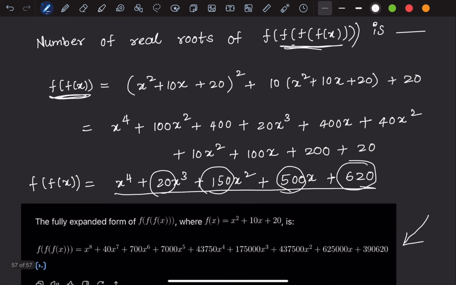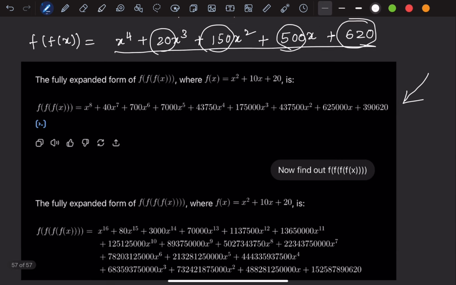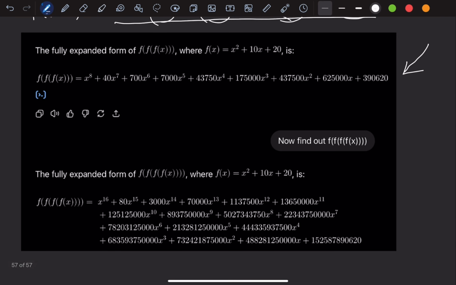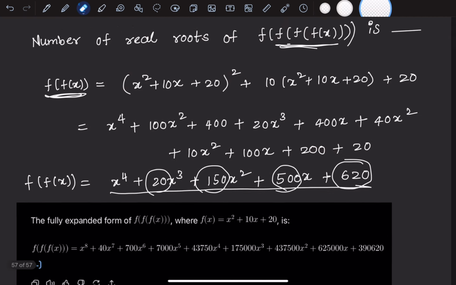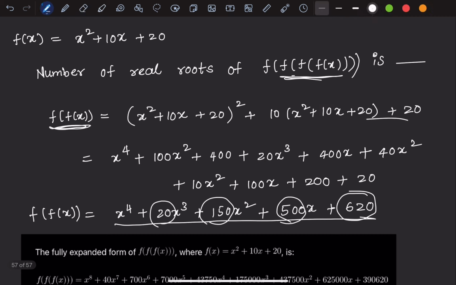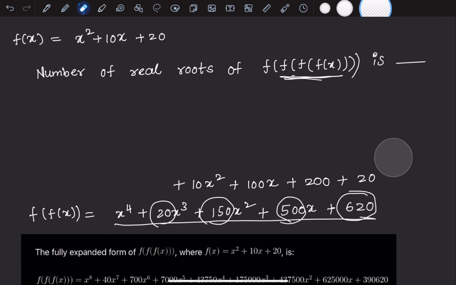And now going a step ahead, I again asked my ChatGPT to find out f of f of f of f of x, and it has turned out to be this particular monster looking 16th degree equation with very cumbersome and random huge numbers. So will you be able to solve this 16th degree polynomial and find out the real roots? No, that is not how you solve this question. So there has to be a tricky approach to go about it.